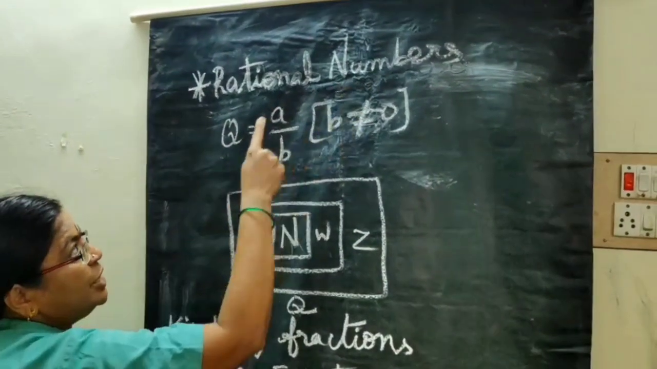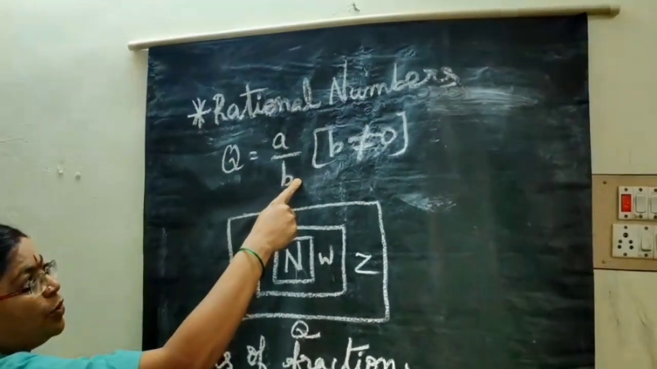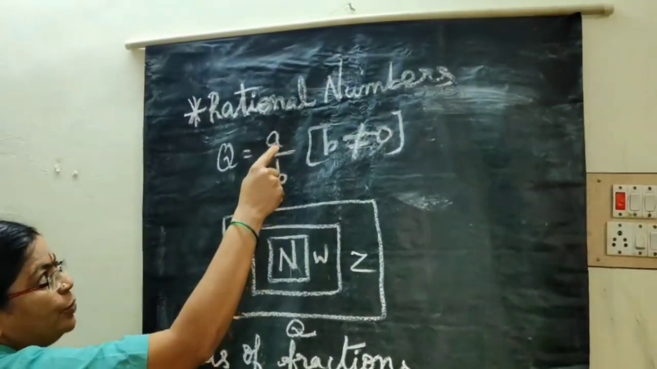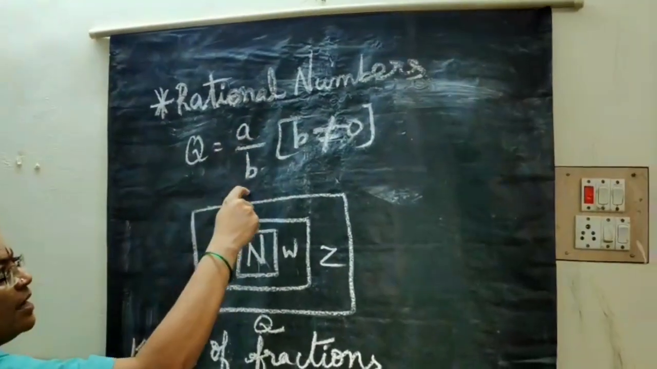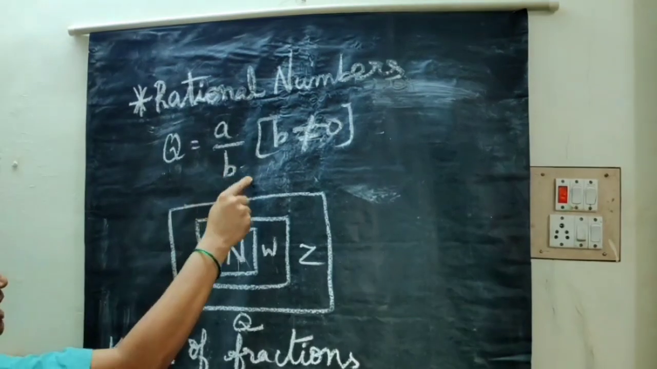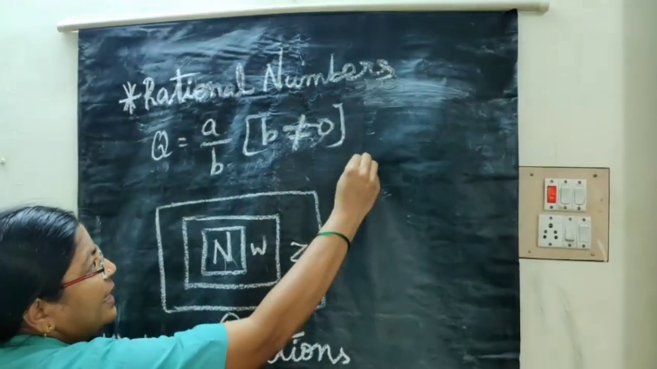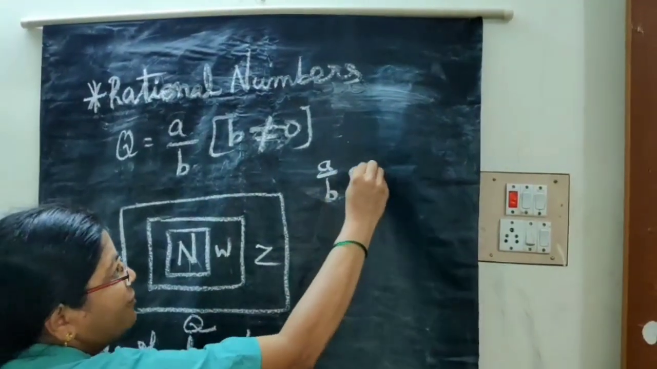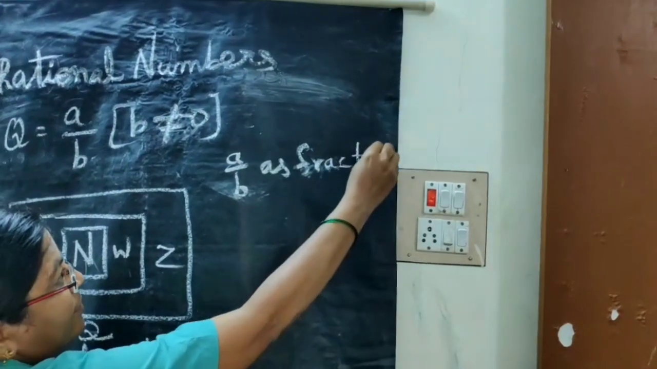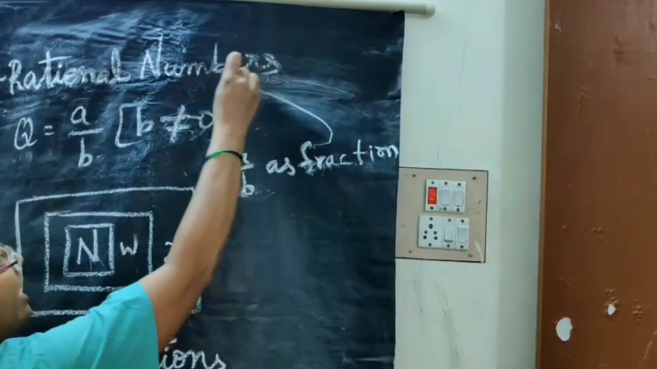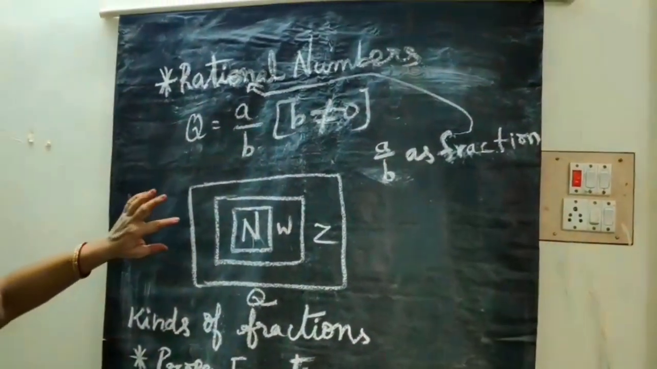Rational numbers are denoted as Q equal to a by b. So what do you understand here? a by b: numerator is one number, denominator is one number. These are called fraction numbers. A fraction number is called a rational number. a by b is a fraction. This fraction is called rational.